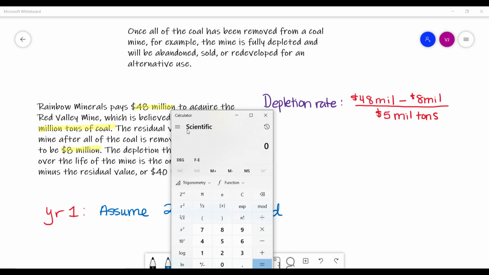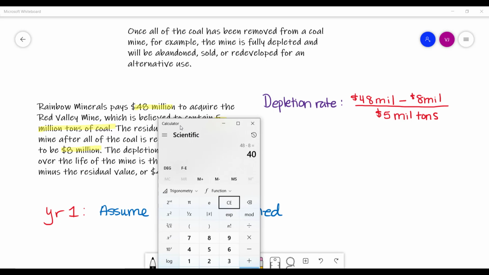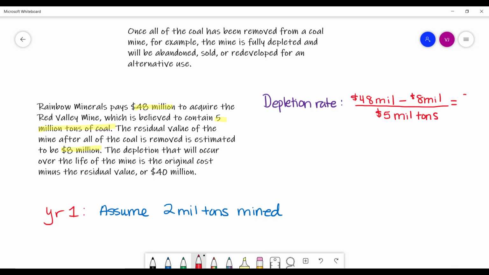If we do the math, we take the 48 million minus the 8 million, that's 40 million, divided by 5 million at the bottom. When you divide those two numbers, we get 8 million. Sorry, not 8 million, but $8. So we get $8 here per ton. Every time that a ton of coal is mined, that represents $8 of depletion. Again, 40 million divided by 5 million gives us $8 per ton.